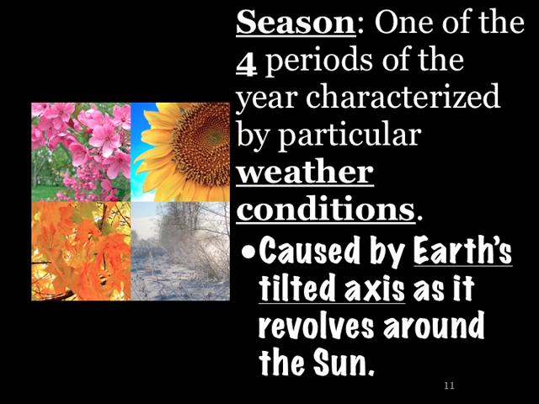Seasons. If you look at the previous picture that we saw, there are pictures of the different seasons: summer, spring, fall, and winter. Those are seasons. A season is one of the 4 periods of the year characterized by a particular weather condition. Seasons are caused by the Earth's tilted axis as it revolves around the sun. Pause to take notes.